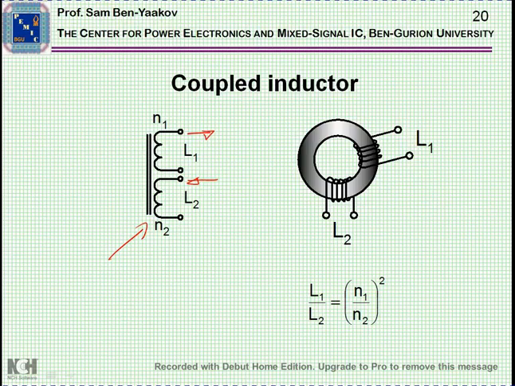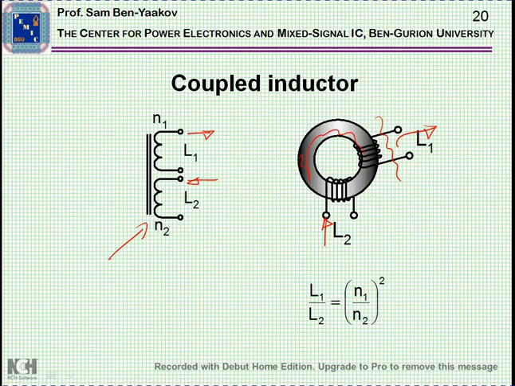Now, in the case of a coupled inductor, being an inductor, when you have a current coming in, there may not be any current coming out at this point. Energy is stored in the core, and then at a later stage you can get this energy back through another winding.